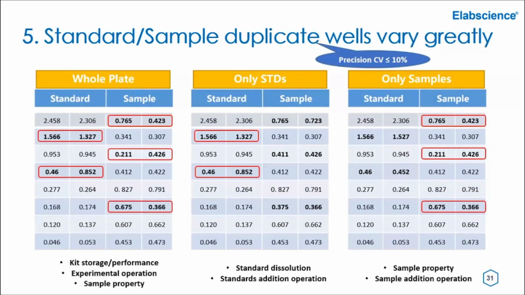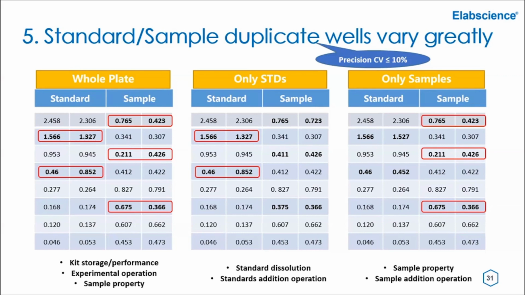Okay, the last abnormal result is that the standard or sample duplicate wells vary greatly, which means the precision is more than 10%. We can subdivide this problem into the following three cases. First, there is a great difference between both standard duplicates and sample duplicates. This is most likely related to improper storage of the kit, leading to a poor component performance.